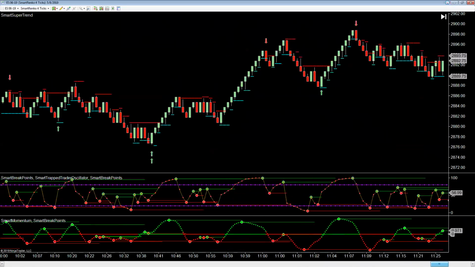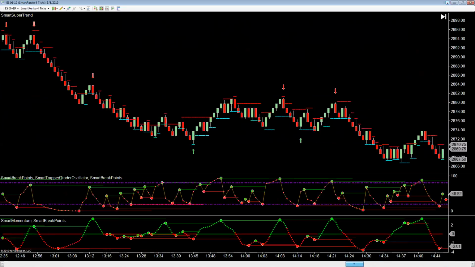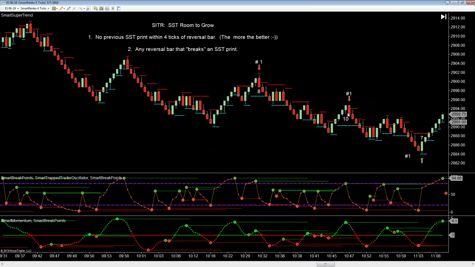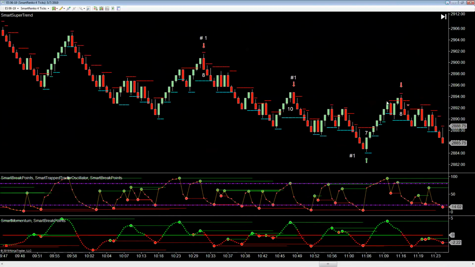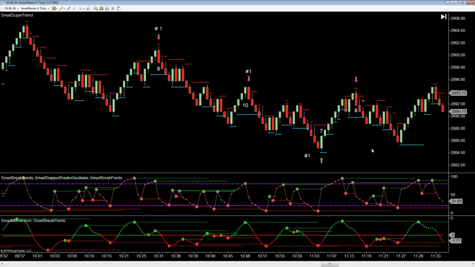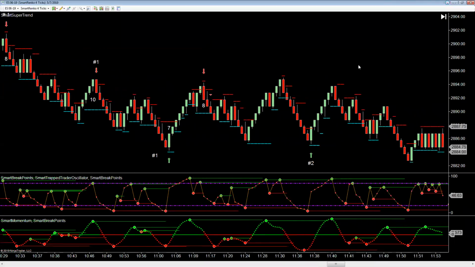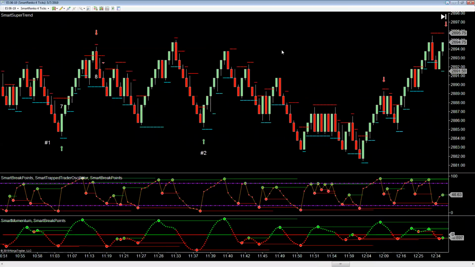So that's it. Let's look back and review. We're almost through here. No previous SST within 4 ticks, 8 ticks, boom. 10 ticks, boom. 7 ticks, boom. 8 ticks, boom. On and on and on. Or we break an SST print with our reversal bar. Simple, easy to find.